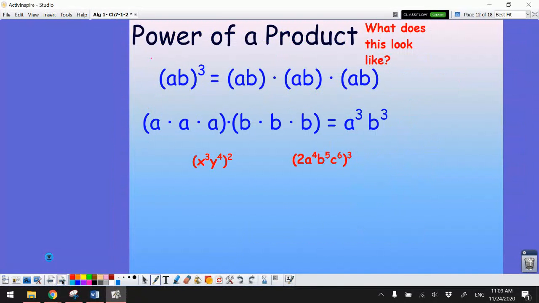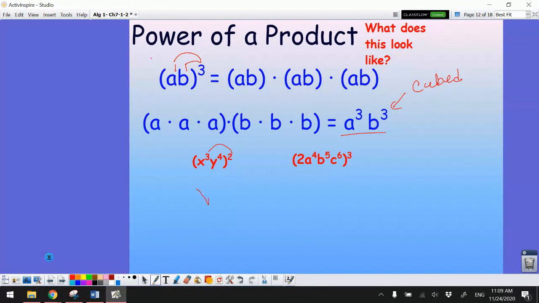Okay, and it still holds the same if there's multiple variables. So let's take a look at what happens if there's multiple variables. So this has a, b, and there's 3 of those. Well, that means there's 3 a's and 3 b's. So I have a to the 3, a cubed, b cubed. When we see a power of 3, that is called cubed. So what I really have here is powers of 1, and I am multiplying. So I have to distribute to everything on the inside.